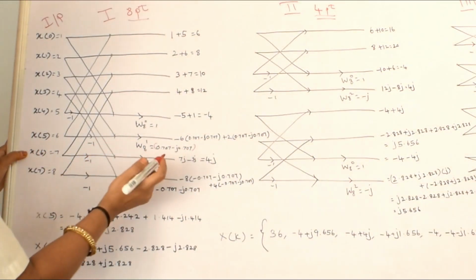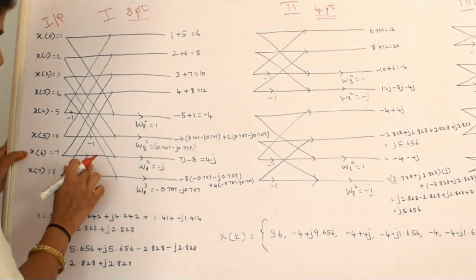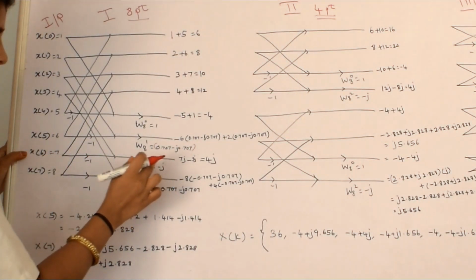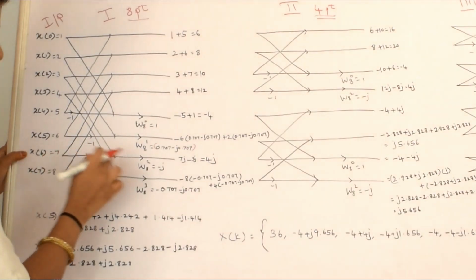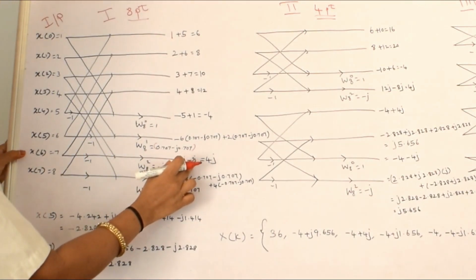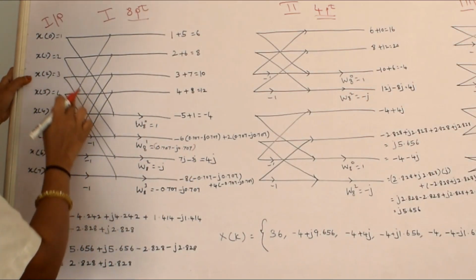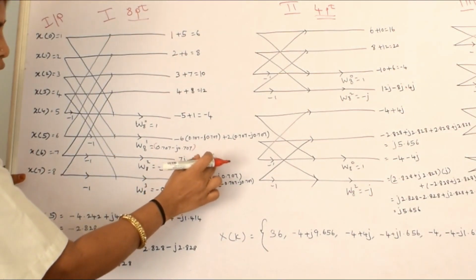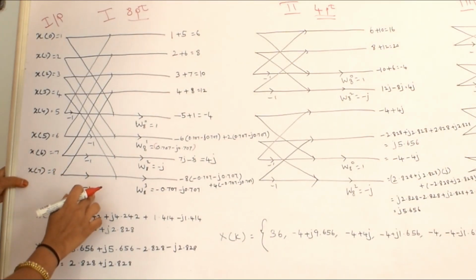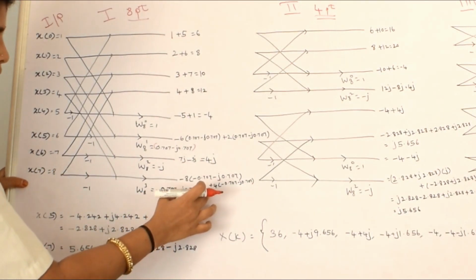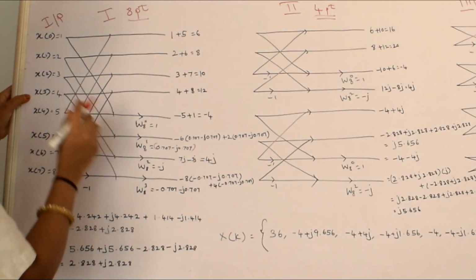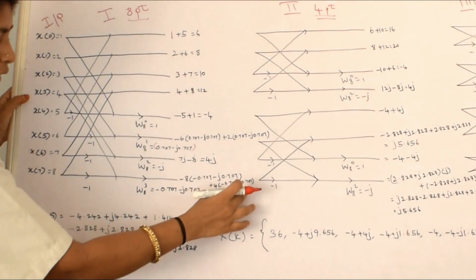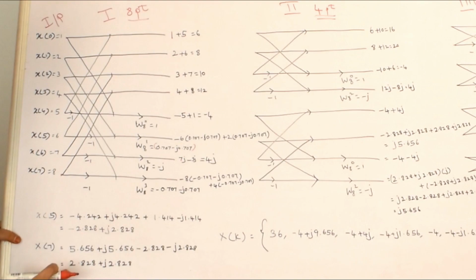And next one, your first input is 7 into minus 1 into minus j will give you plus j. So 7 into plus j, 7j, minus, the next input comes from here, 3 into minus j. So gives you minus 3j. Your answer is 4j. Next one, 8 into minus 1 into the twiddle factor value. And the next input comes from here, 4 into the twiddle factor value. And the answer for x of 7, I have solved it here. Your answer is 2.828 plus j 2.828.